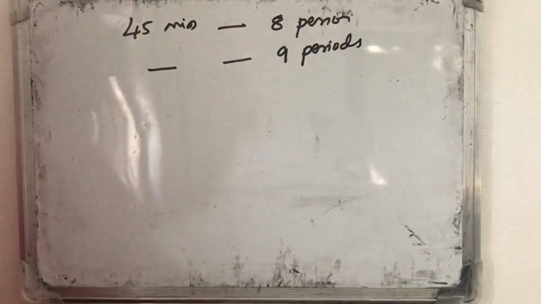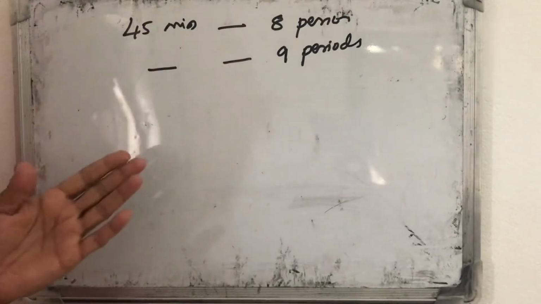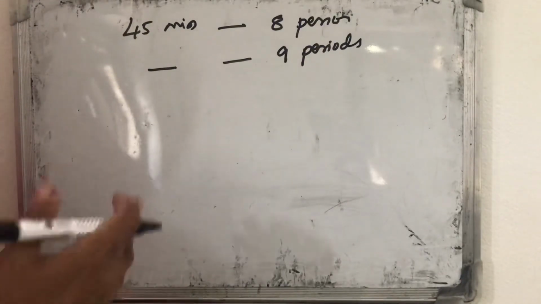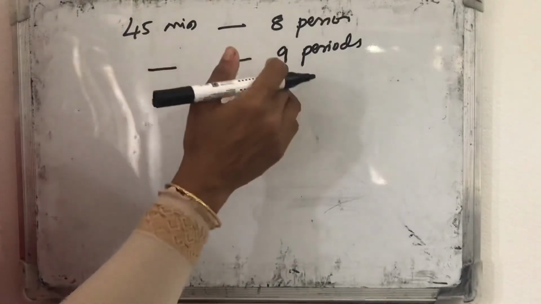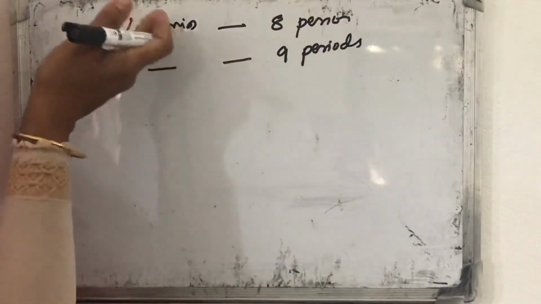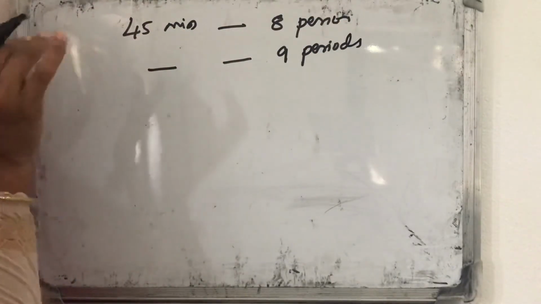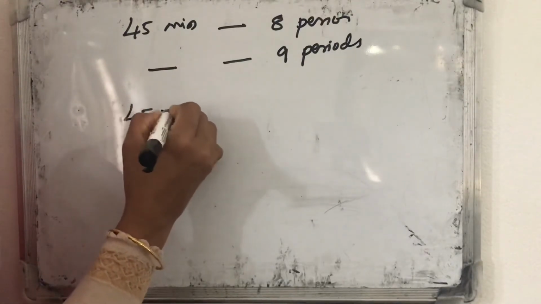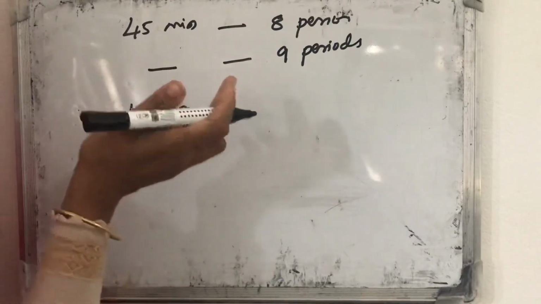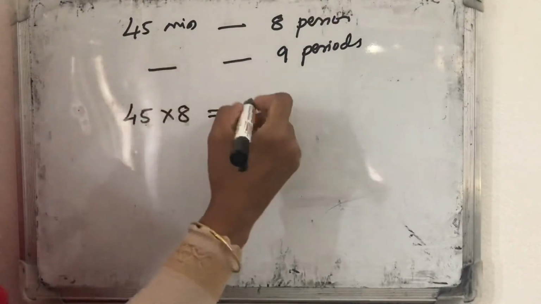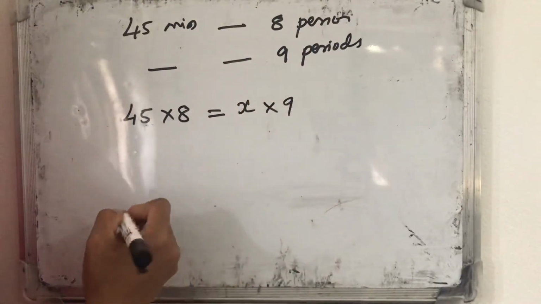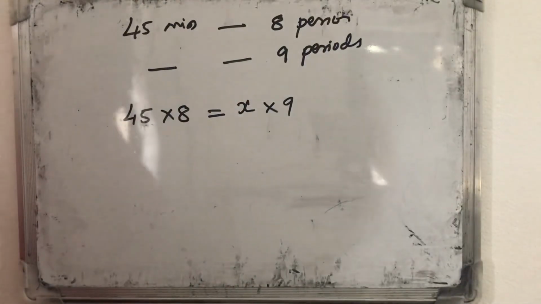If the number of periods is increasing, will the duration increase or decrease? All of you can think it will be decreasing. If the number of periods increases, the time duration decreases. So it is an inverse variation. So x1 y1, 45 into 8, is equal to x2 y2. x2 we don't know, so we take the variable x into 9. From this you can calculate x.